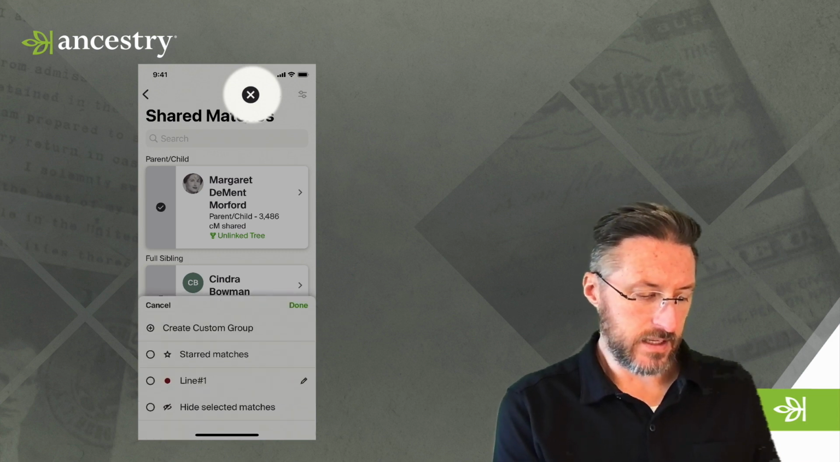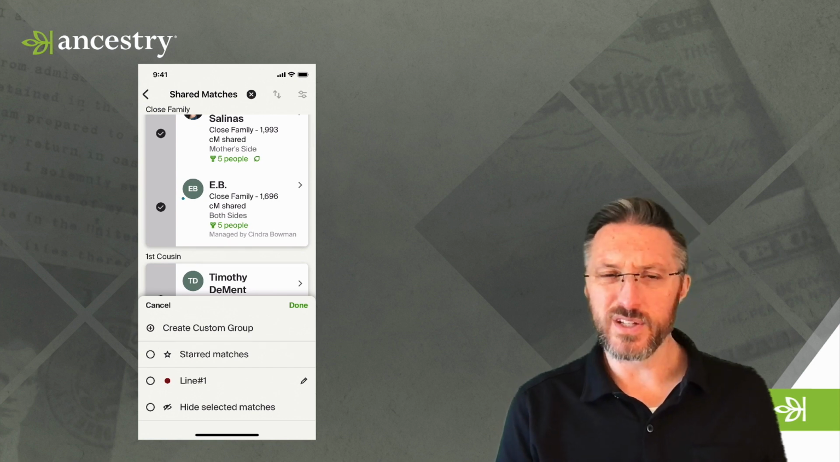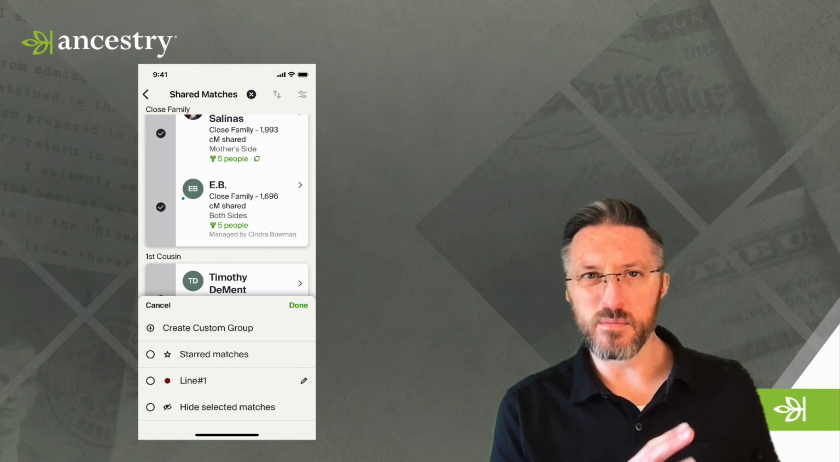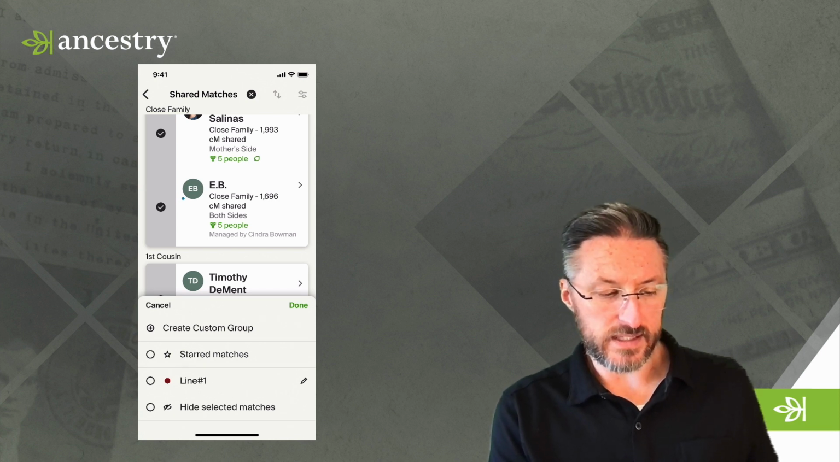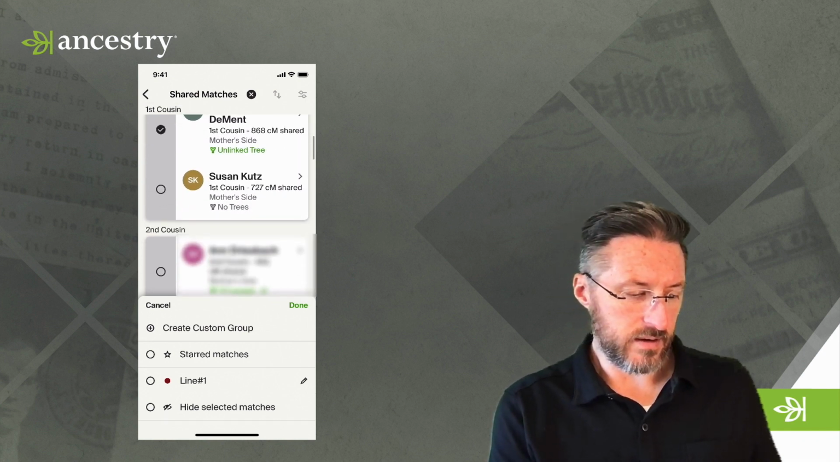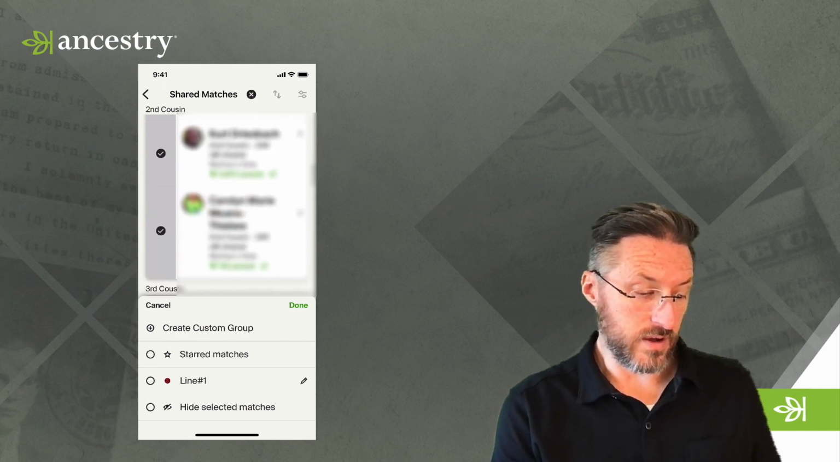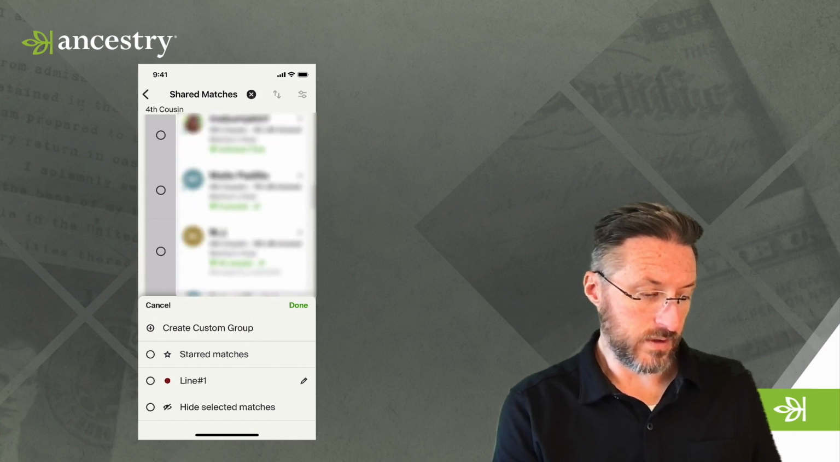So now I can go through and just tap on each one of these people. And I'm going to go down to the end of the third cousins. That's the 100 centimorgan range. Under each one of these individuals, you'll see close family or distant cousin, whatever it might be, and then it'll say how many CMs are shared, centimorgans. So I'm going to go down to that 100. And it really doesn't take very long. I'm almost down the bottom already of where I want to go.